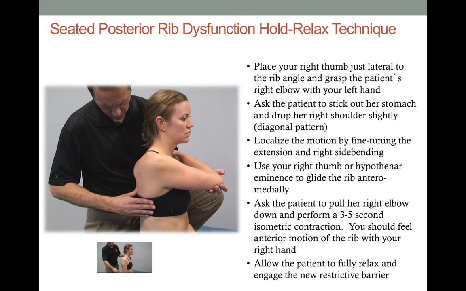For a posterior rib, we will push the rib anteriorly and then use the force of the pectoralis muscle to further pull in an anterior direction. This technique will be practiced in lab.